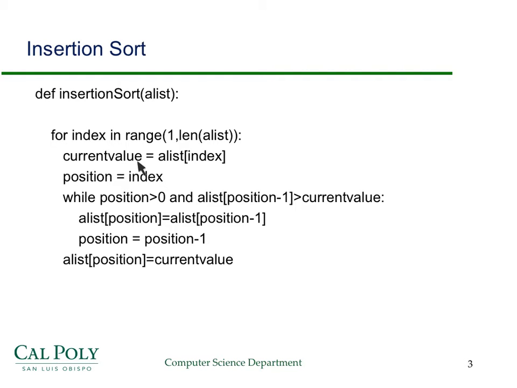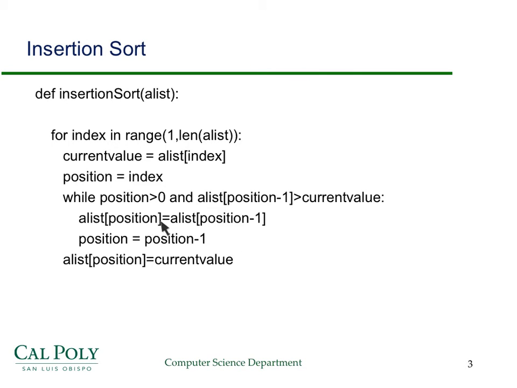So the current value, we're going to take index, so this is the item we're trying to find its proper location, and we're going to store the position of where we started. We're going to use this to store it away, and position to keep track of where the item is ultimately supposed to end up. So as long as the position is greater than 0, we look at the previous item and compare it to current value and see if current value is less than it. If current value is less than it, then we want to move to the next position.